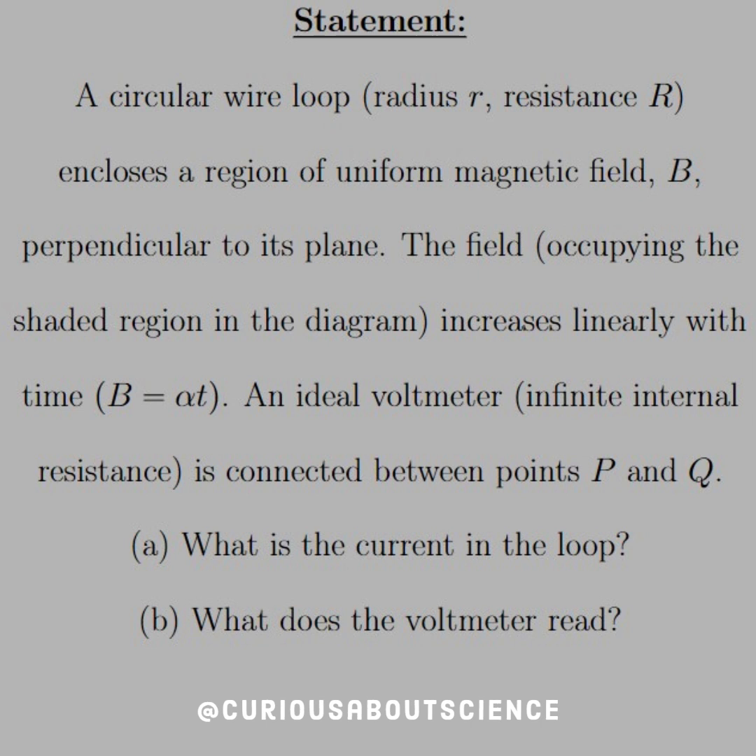But the statement is that a circular wire loop, radius r with resistance big R, encloses a region of uniform magnetic field B perpendicular to its plane. The field occupying the shaded region of the diagram increases linearly with time, so B is equal to alpha t, and an ideal voltmeter, infinite internal resistance, is connected between the points P and Q. Okay, what is the current in the loop, and what does the voltmeter read?